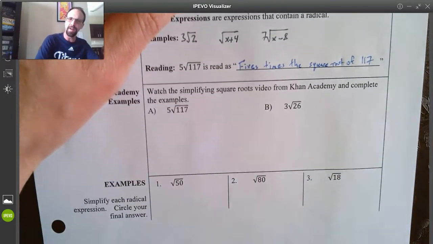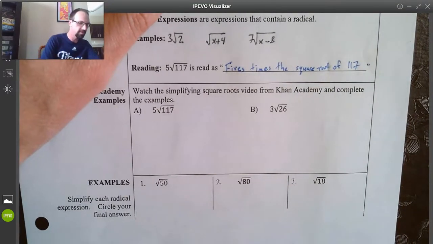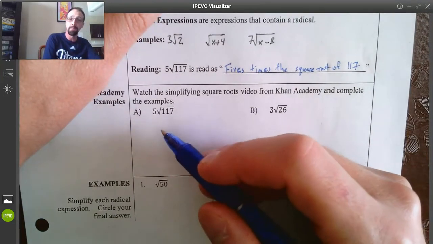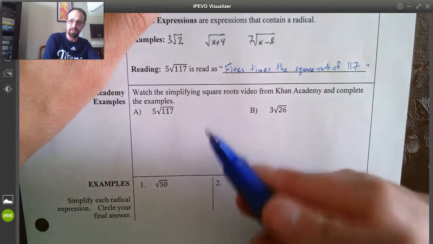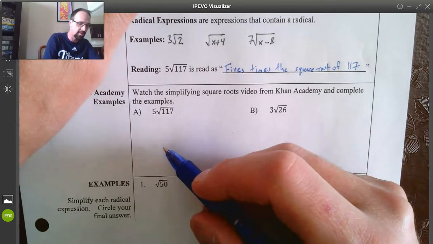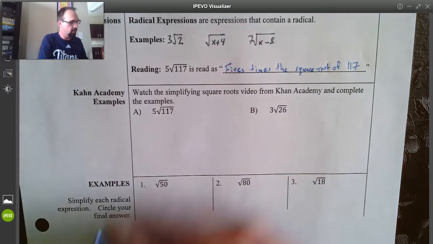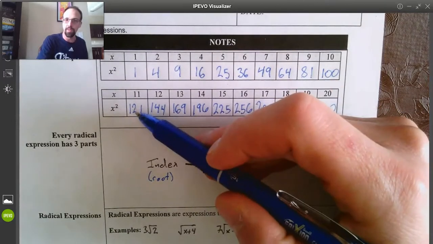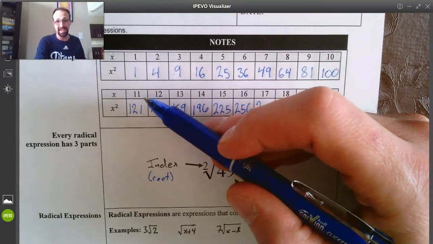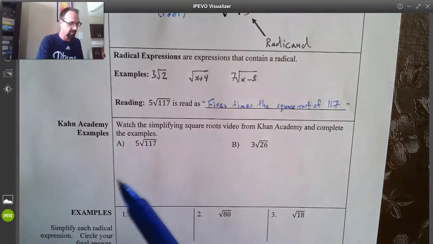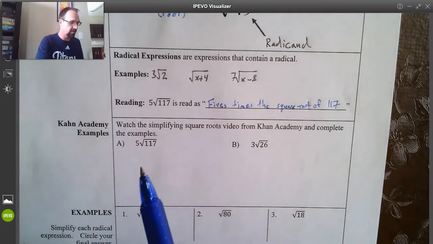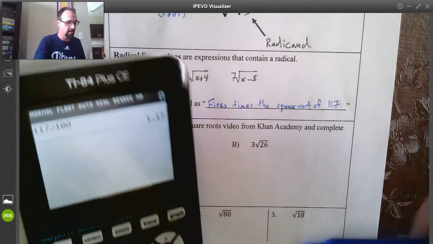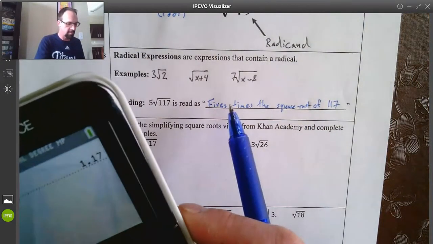To simplify square roots, the best way to operate is to see what's the largest perfect square. Because these are square roots, we're just working with perfect squares. What's the largest perfect square that you can take out of 117? Going back to our list from up top, I can't use 121 because 121 doesn't go into 117 evenly. 100 doesn't go into 117 evenly. What do I mean by that? If I take 117 divided by 100, I get a decimal, or a fraction or a remainder. So that's what we mean when we say it goes in evenly.